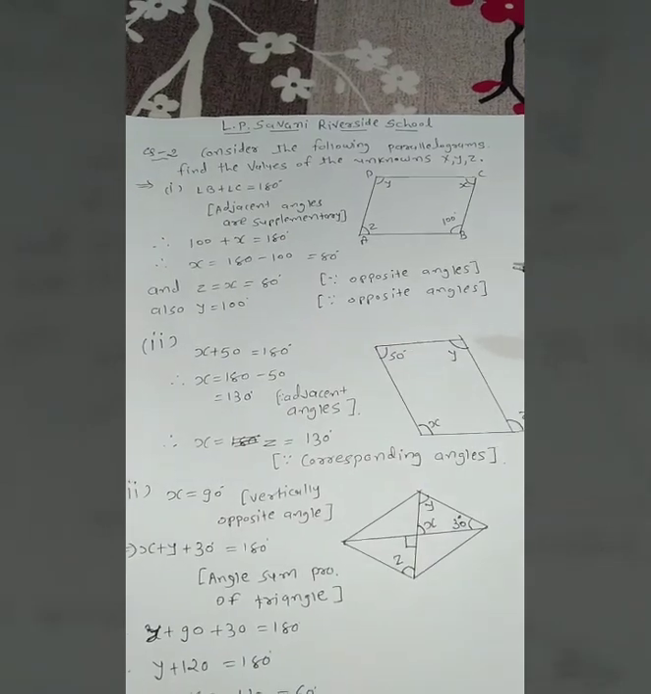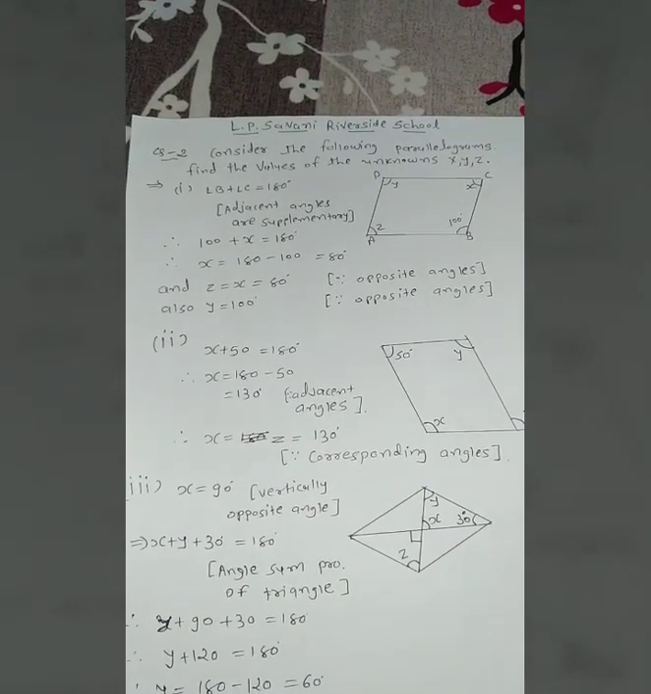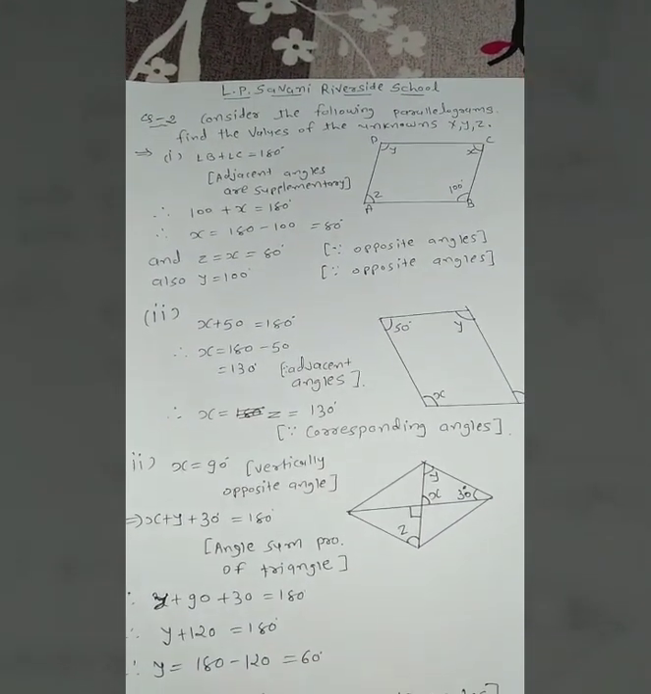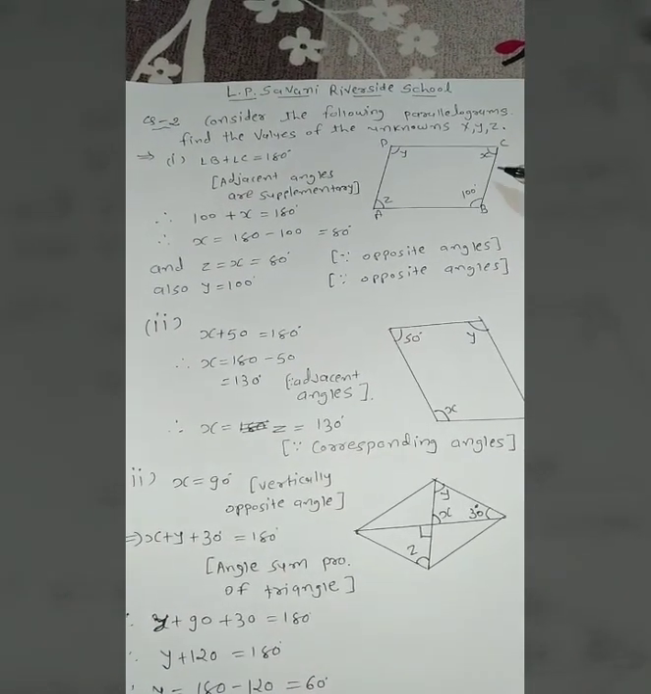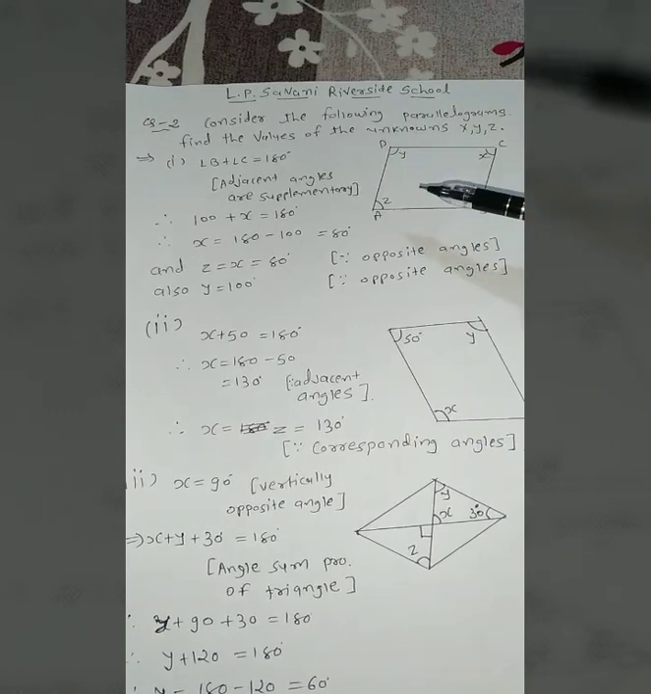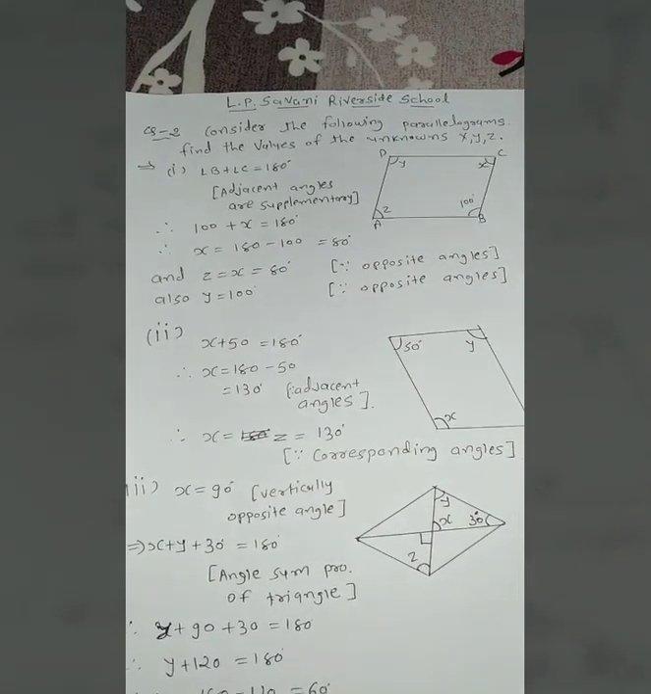Then question number 2. Consider the following parallelograms. Find the values of the unknowns X, Y, Z. We want to find X, Y, Z from this figure. These three are the angles which are unknown. We don't know about that.